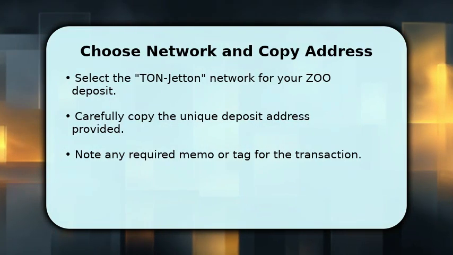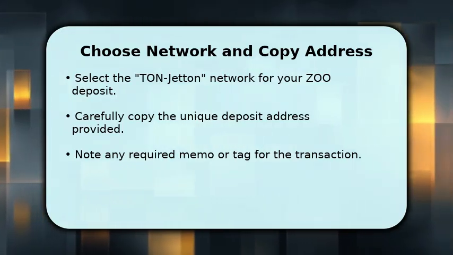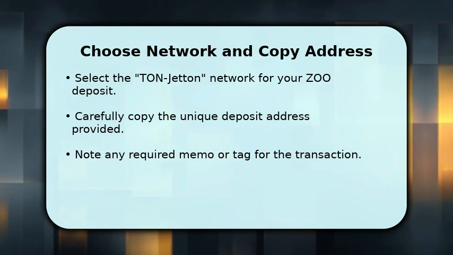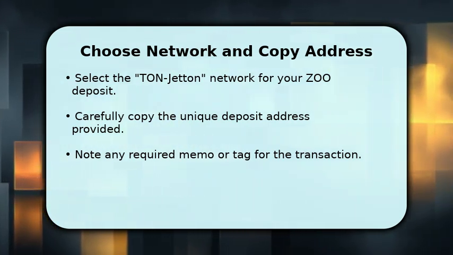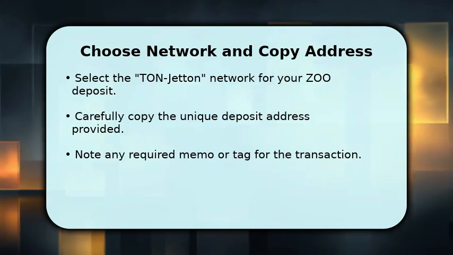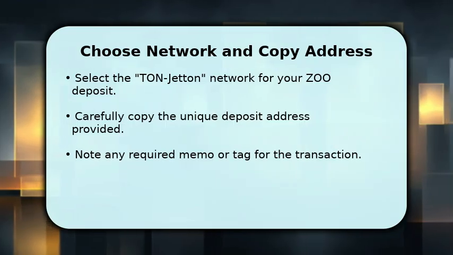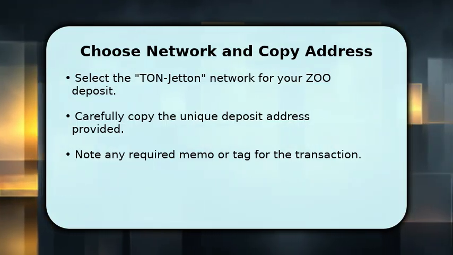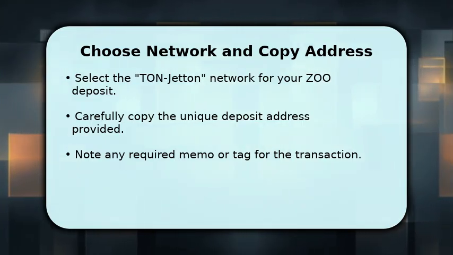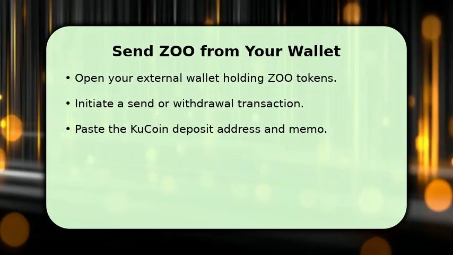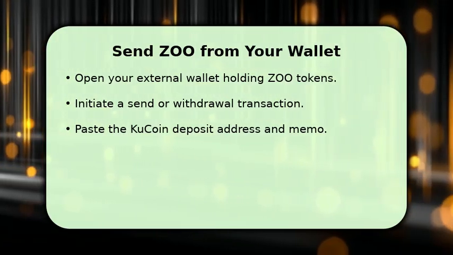Next, it is crucial to select the correct network for your ZOO deposit. KuCoin supports ZOO on the Tunjet network, so ensure you choose this option. After selecting the network, a unique deposit address will be displayed. Copy this address precisely. Some deposits also require a memo or tag. If one is provided, make sure to copy it as well, as it is essential for your funds to arrive correctly. Now, open your external cryptocurrency wallet where your ZOO tokens are stored.